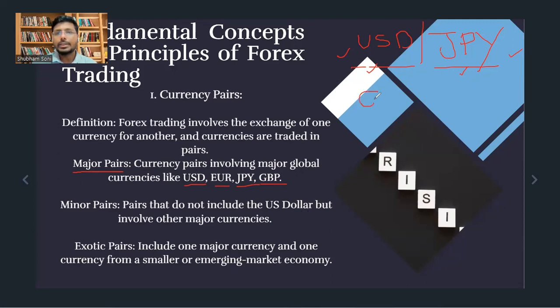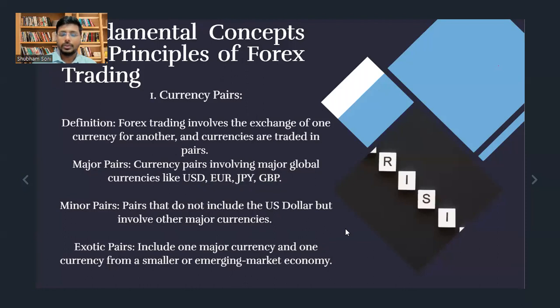So let's say GBP, Great Britain pound, and JPY, Japanese yen. This will be known as minor currency because no US dollar is involved in this pair, right? And there are some exotic currencies as well. Exotic currencies means currencies having one major currency, can be US dollar, and second, which is the quote currency, can be any emerging market or a smaller economy. So these are the currency pairs, right?